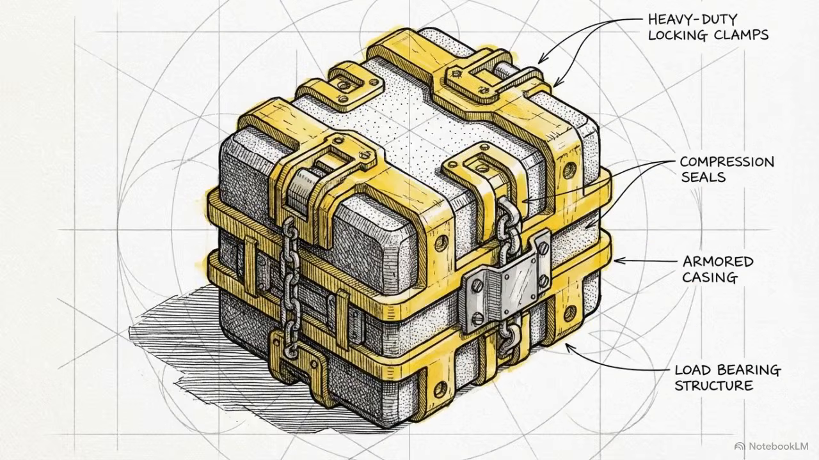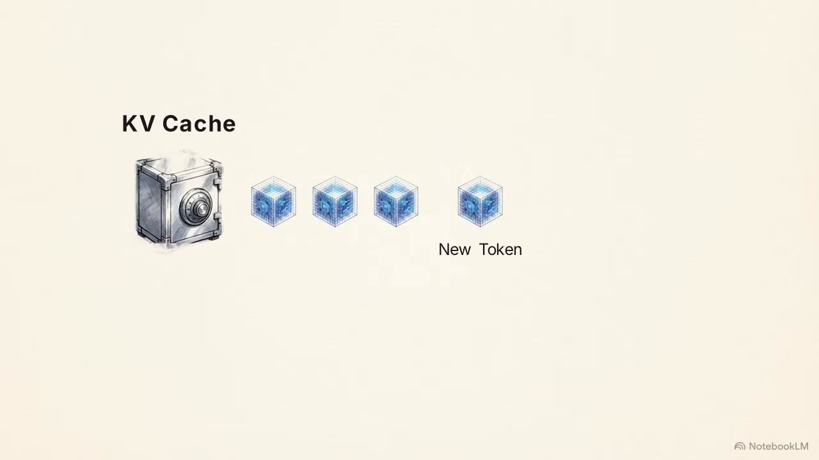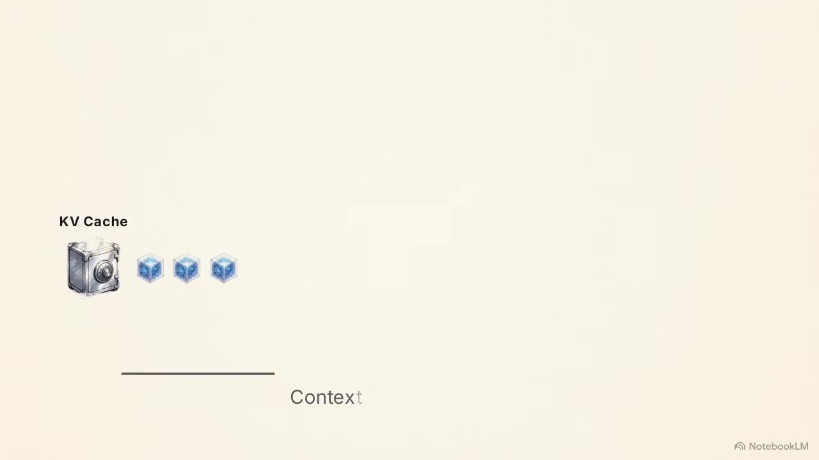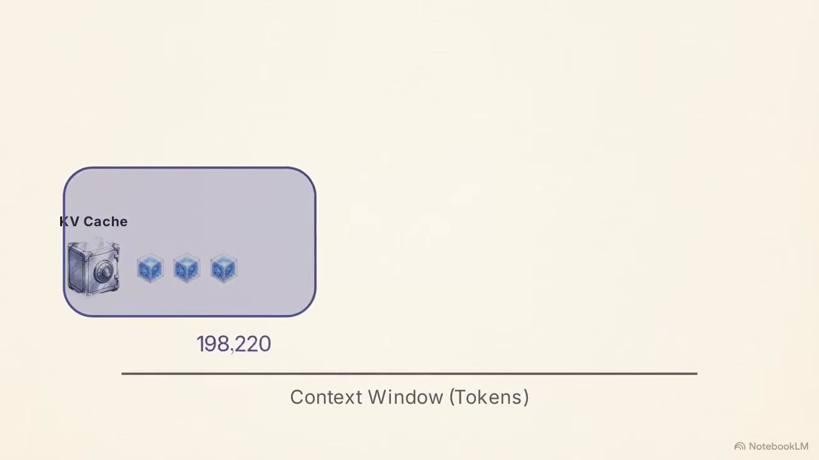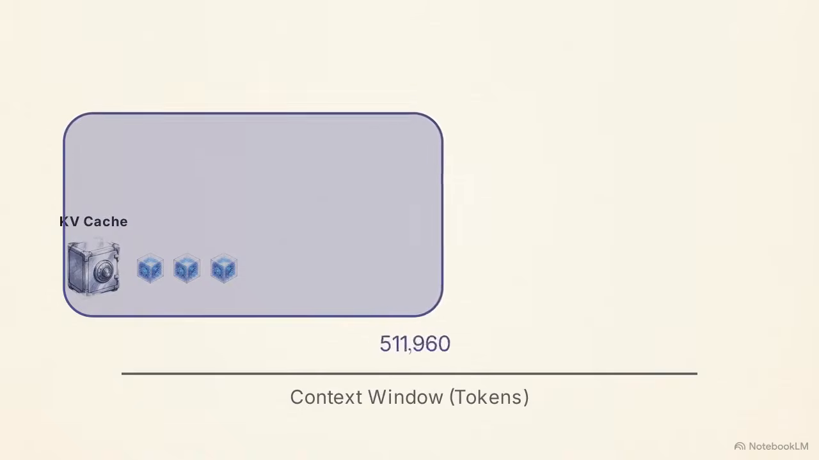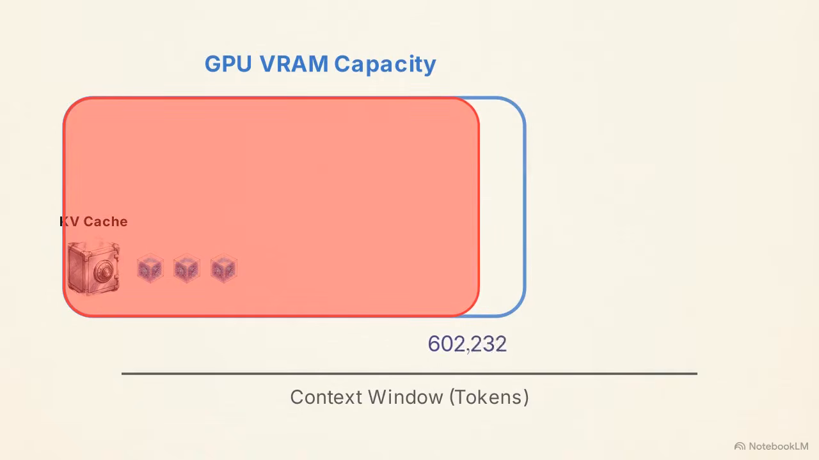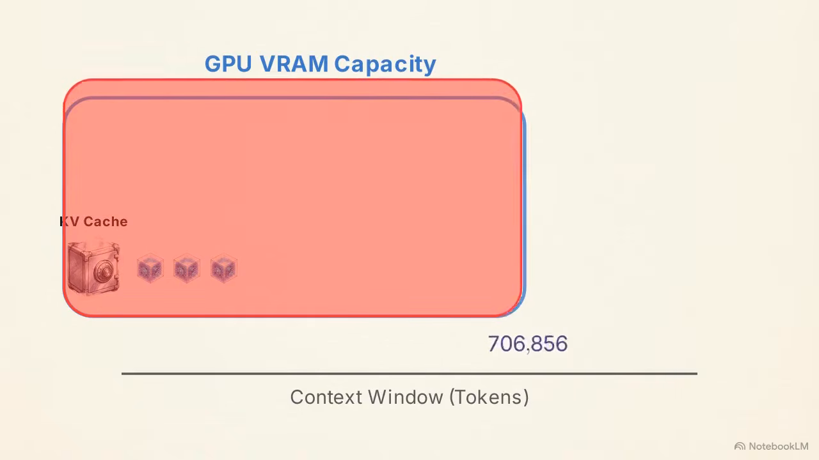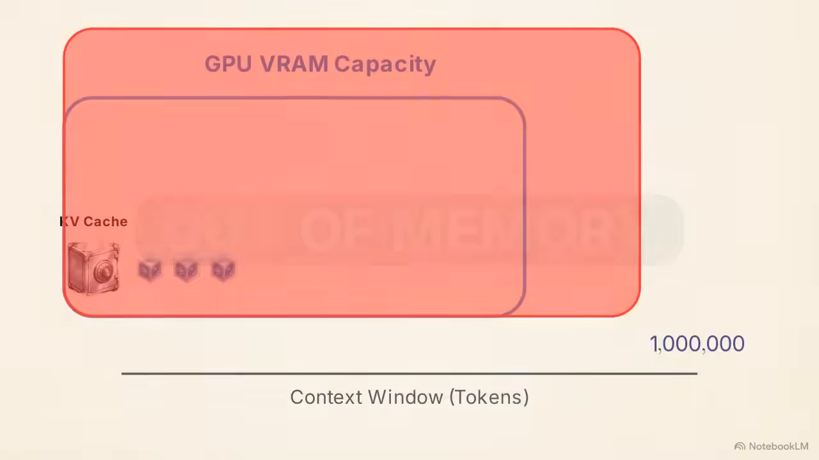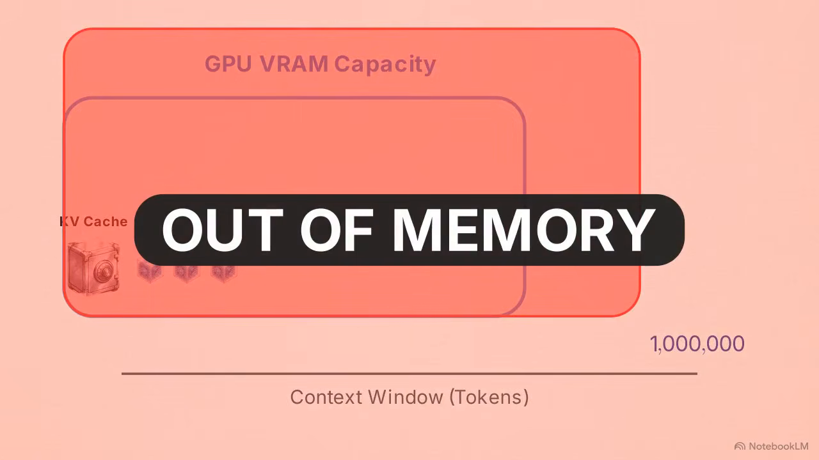The specific cargo clogging that delivery route is the key value, or KV, cache. This is a high-speed memory vault where the model stores intermediate matrices representing the conversation history, so it doesn't have to recalculate your entire prompt for every new token. As context windows scale from a few thousand tokens to over 1 million, the KV cache grows proportionally. It quickly consumes all available video RAM on the GPU.